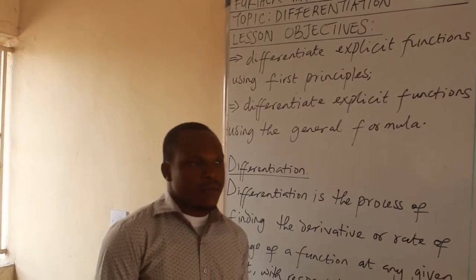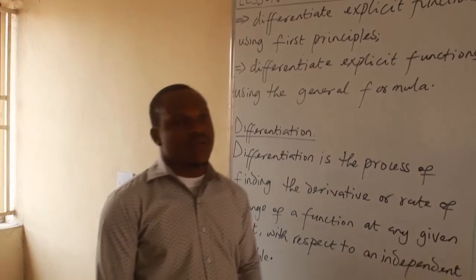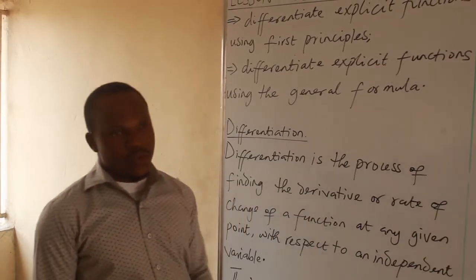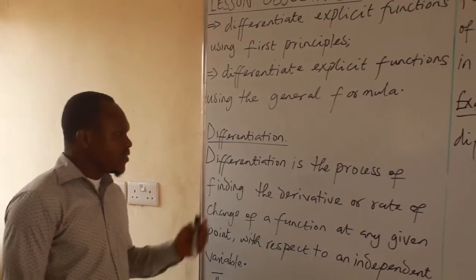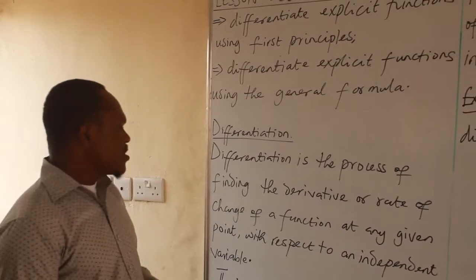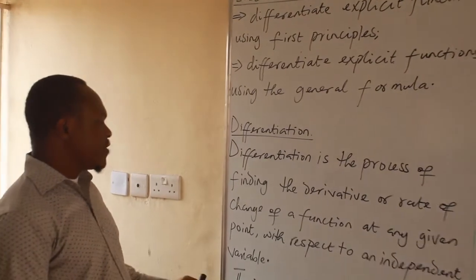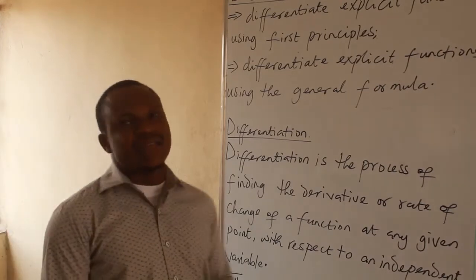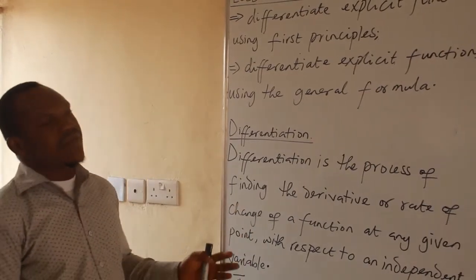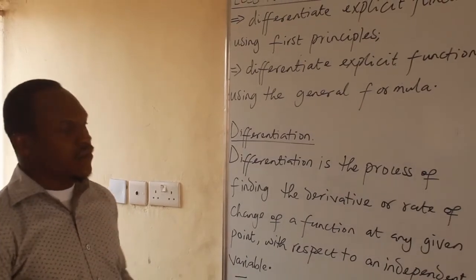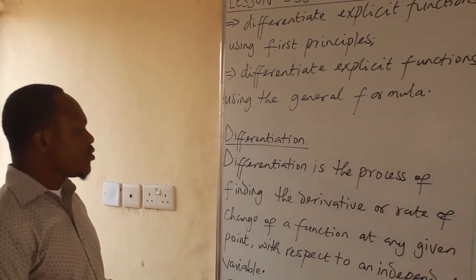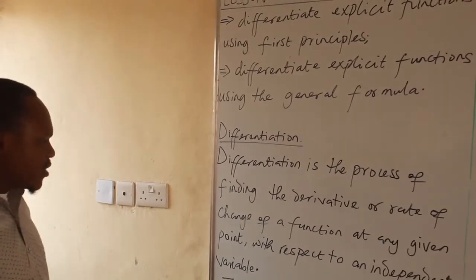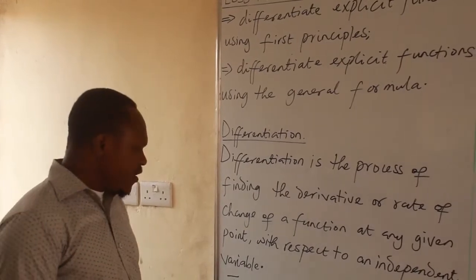Some of what you're going to be experiencing today is part of what I've already taught you in class. We'll move from what you already know to the unknown. As written here, differentiation is the process of finding the derivative or rate of change of a function at any given point with respect to an independent variable. All of this is something I've already taught you, but I'll just make a brief overview.